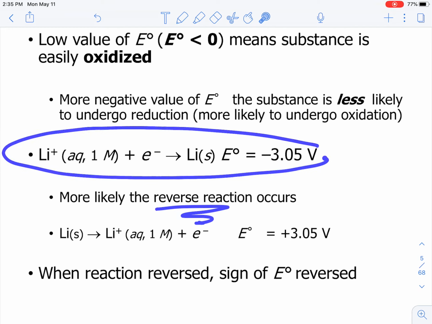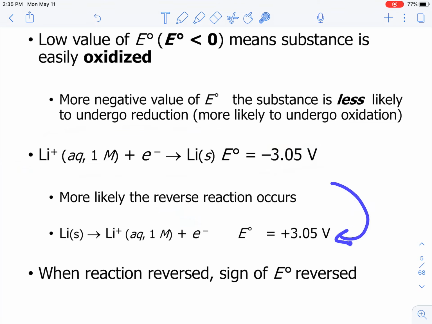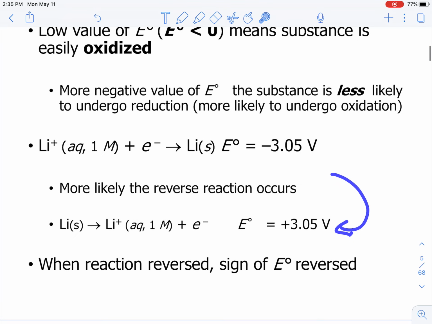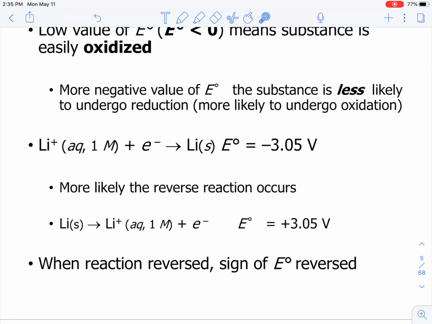So instead of writing out your half reaction in this manner, for you to get a positive potential, you would have to write the reaction in reverse, such that the lithium solid is going to lose an electron, producing a lithium ion. So here in this case, oxidation would produce that positive potential. So overall, when reactions are reversed, the sign of the potential will also be reversed. So that's just something to keep in mind.